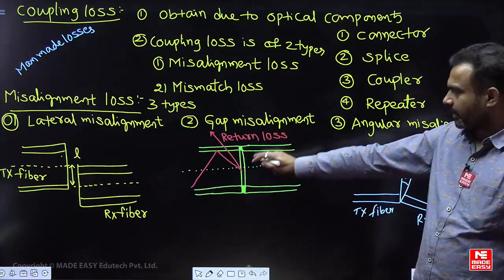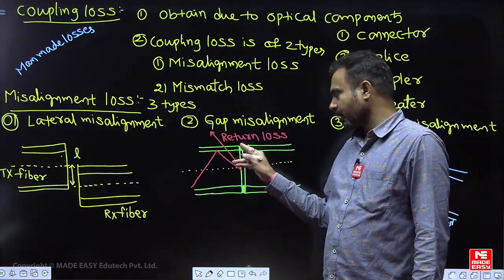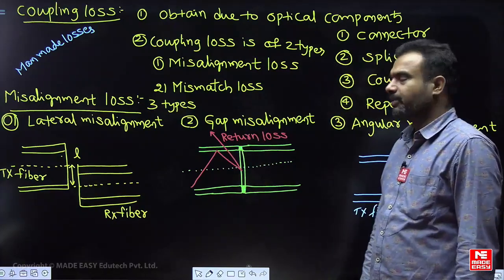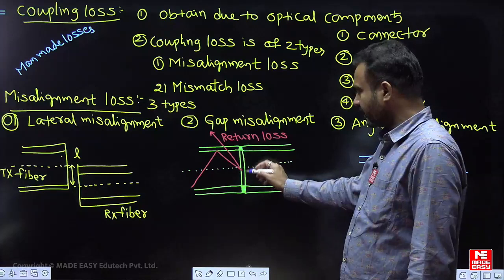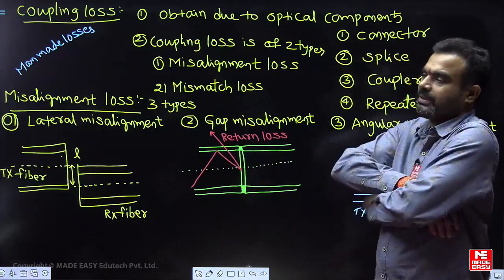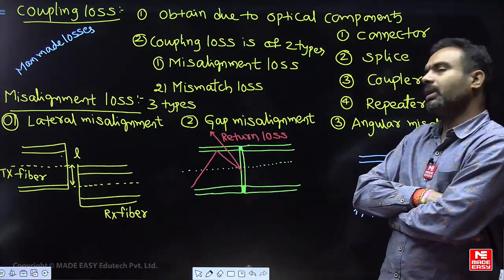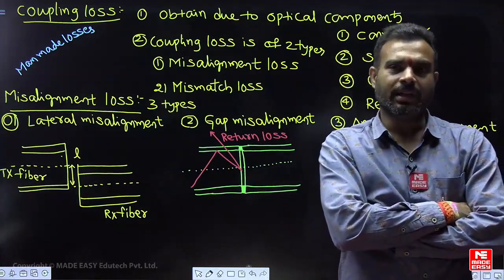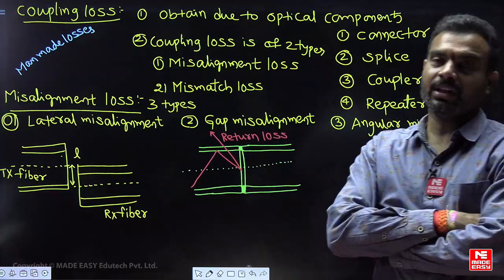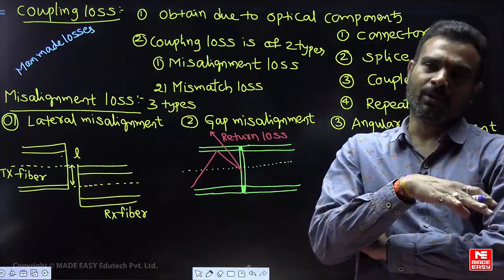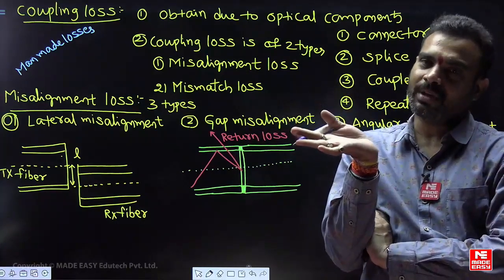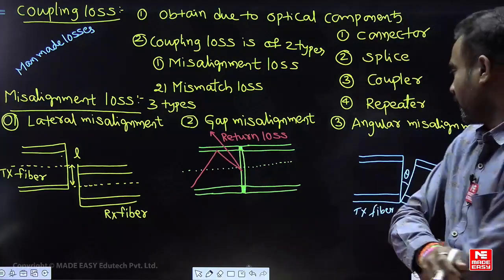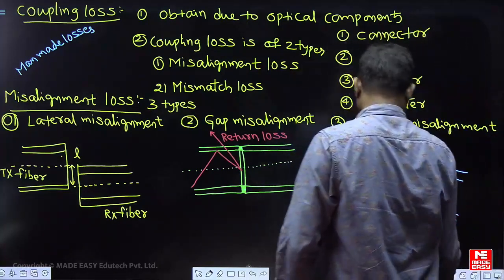So what does gap misalignment mean? Splicing is done here, but after doing the splicing some air gap is present between the two fibers, and that air gap causes reflection of the light, which is called return loss. The light is reflected into the same medium, not allowed to pass into the other fiber. This is called return loss. After this we can see the next one.